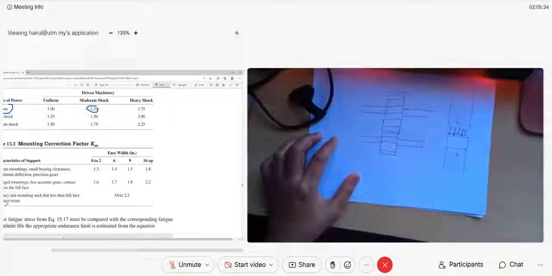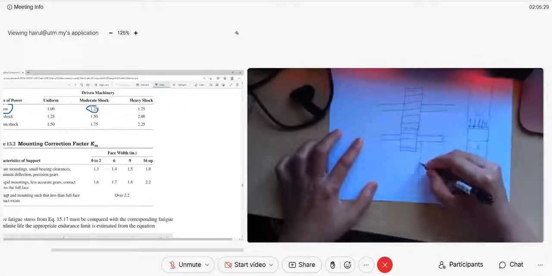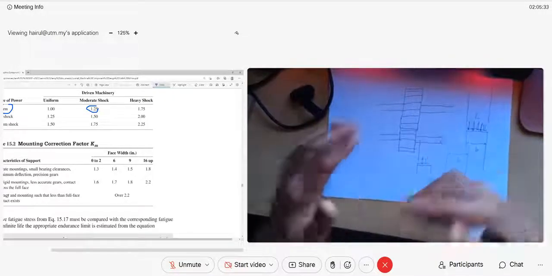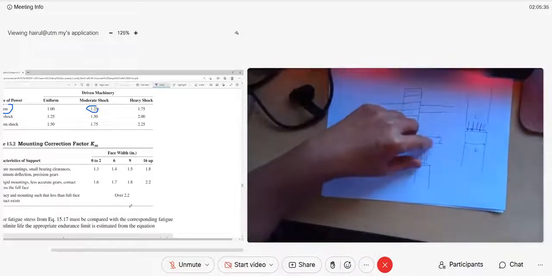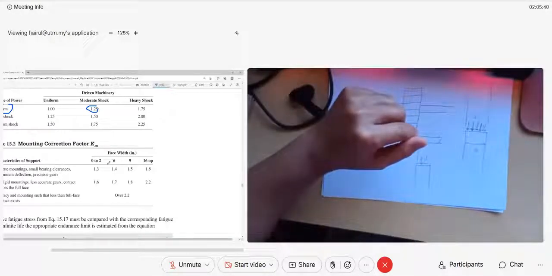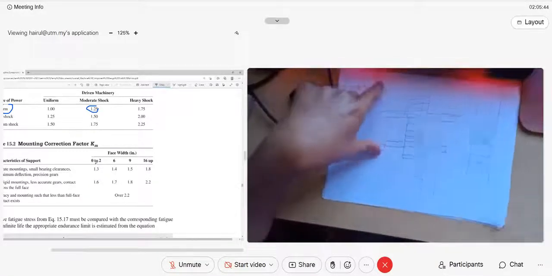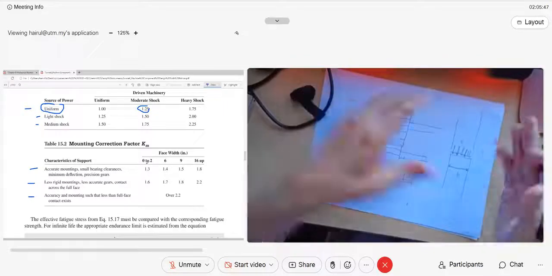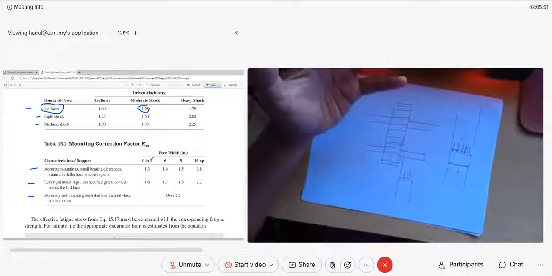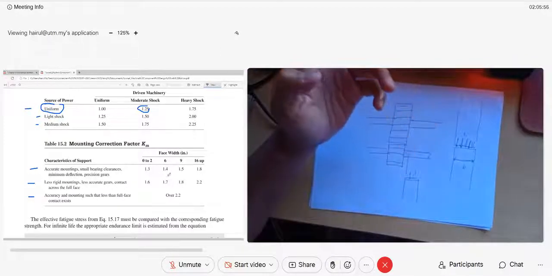But the worst case is the less accurate one. Sometimes the F tangent on the gear and the top gear is less uniform, so they are less accurate. For less accurate, you use over 2.2 for all cases. For example, for accurate mounting, this is your face width in inches. Face width is your B, the thickness of your gear. It is stated 0 to 2, you use 1.3. If your face width is 6 inch, 1.4. This is how you do it.